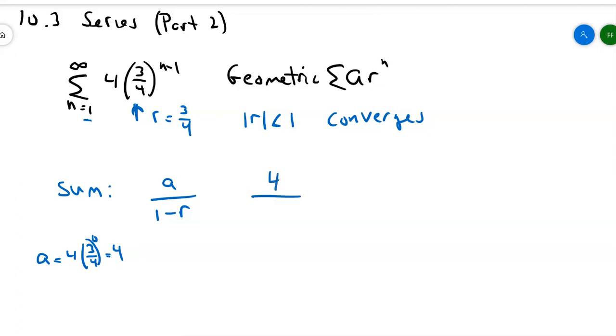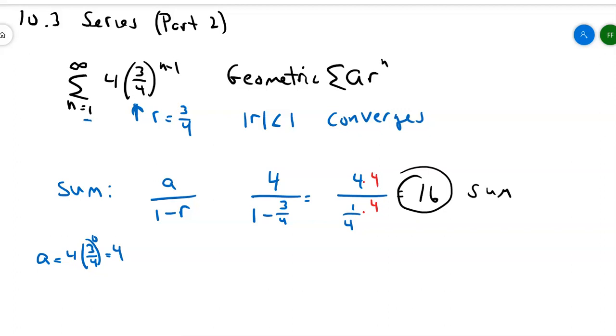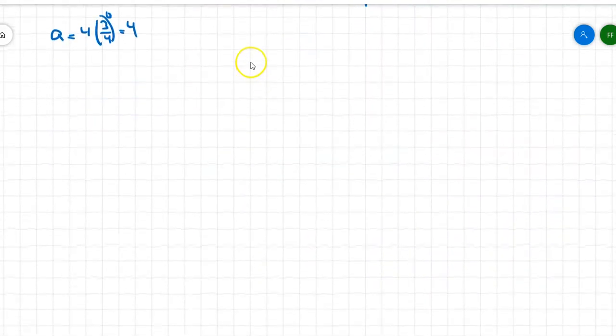I get 4 over 1 minus 3/4. So that gives me 4 over 1/4. Hit the top and bottom with a 4 to clear out that fraction over there. And when you do that, you'll end up with 16. So that's the sum of my series. So the series converges. What does it converge to? Converges to 16. So if I add up enough terms, that series will begin to approach 16.